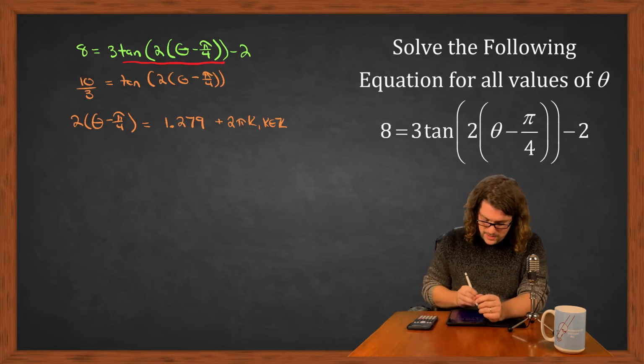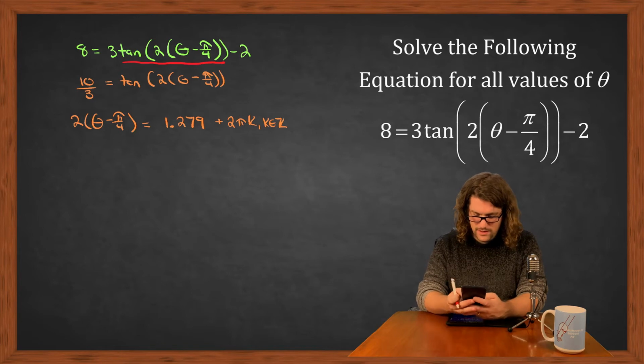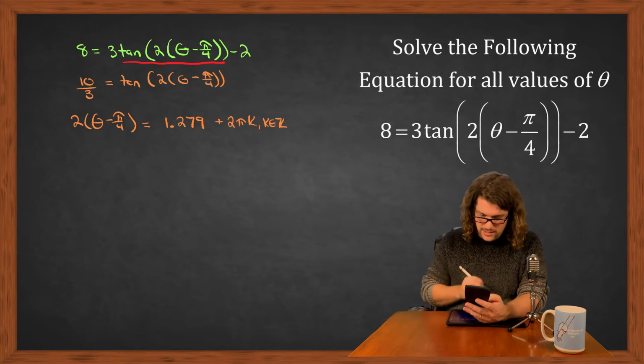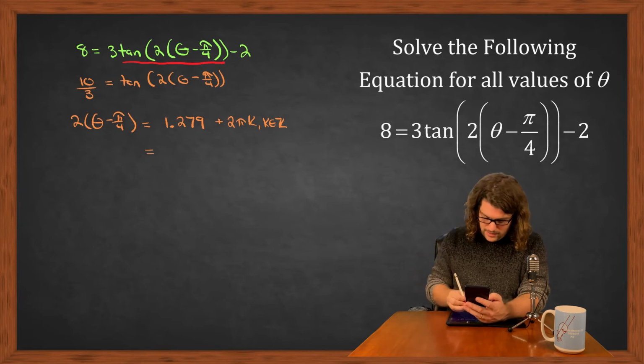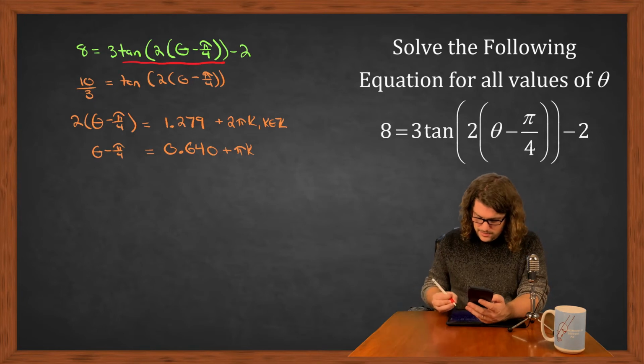In the meantime, let me solve this for theta. So I'm going to divide both sides by 2. I should have kept maybe the unrounded value in there. So I'm going to round it according to my rounded value, which is probably a little bit of a sad story now, but it's 0.640. And then I divide my second thing also by 2, which will give me pi k. And so I'm left with theta minus pi over 4 is equal to that wonderful stuff there.